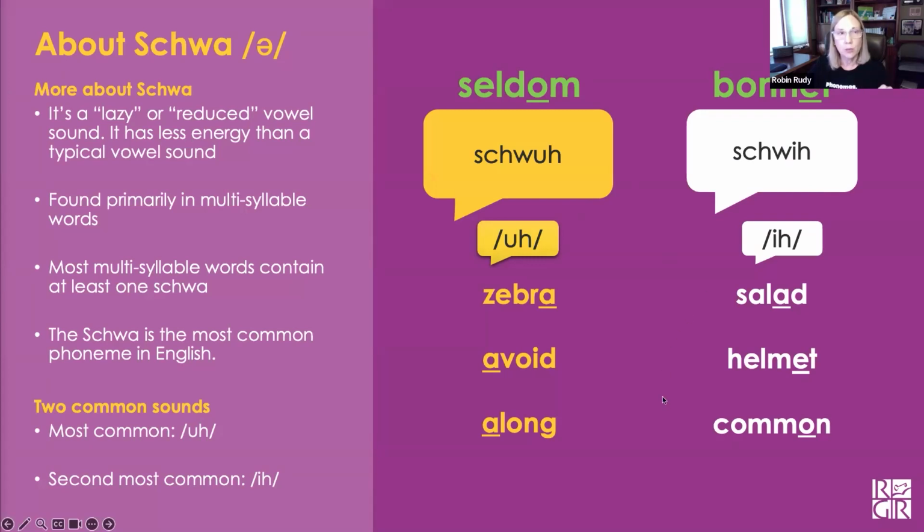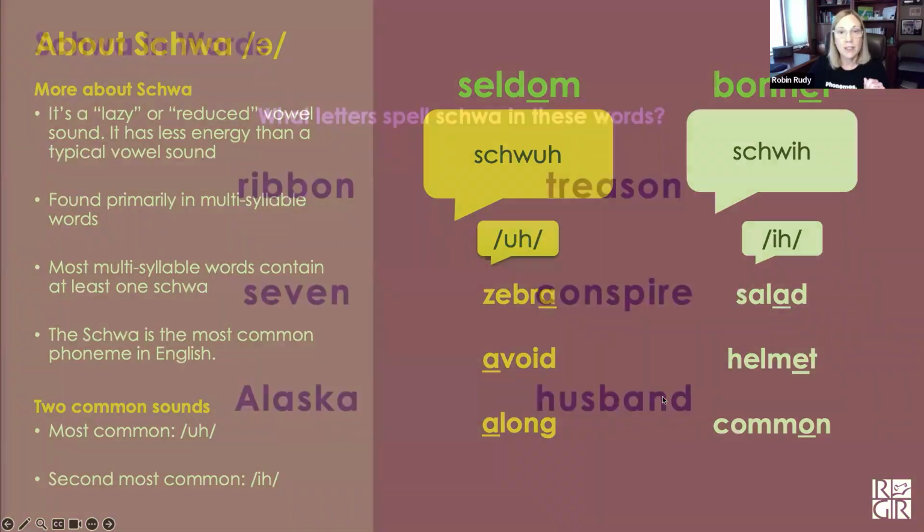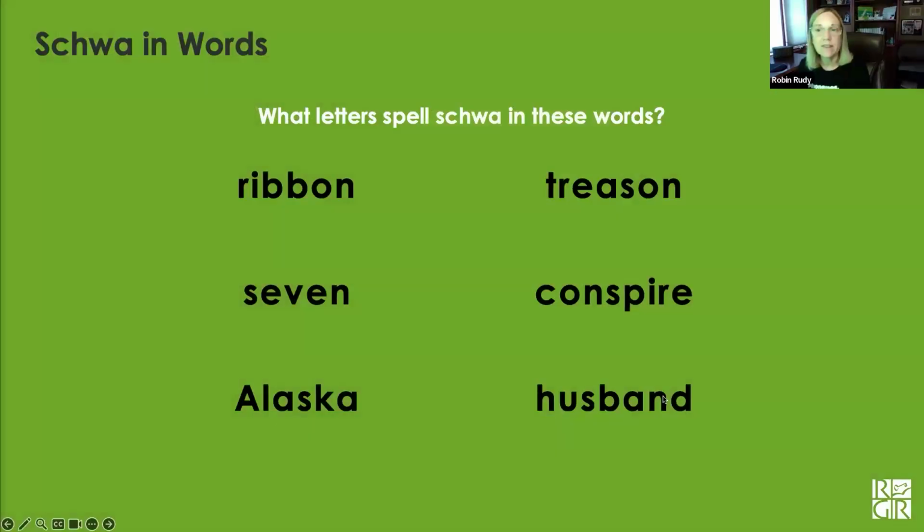Okay, so we have schwas, but we have two of them. We have a schwa and a schwi. So let's do a simple exercise. We're going to try to find the schwa in some common words. So in each of these multisyllabic words, at least one vowel is flexing to the schwa.